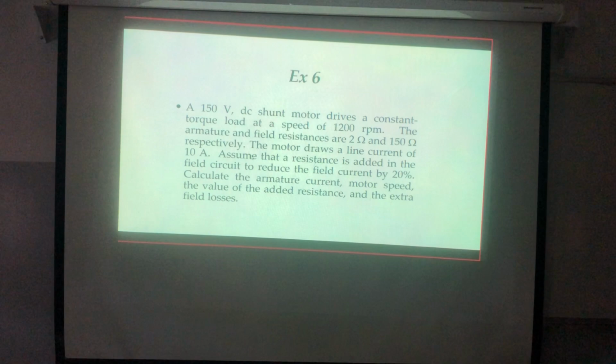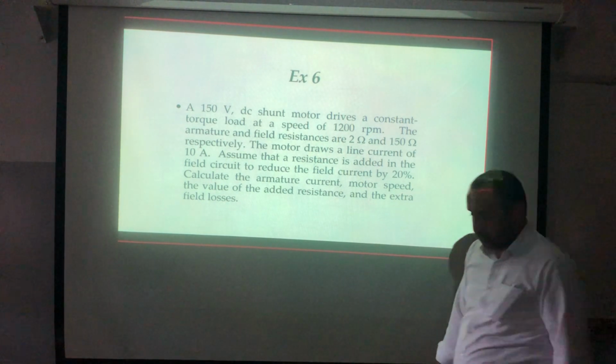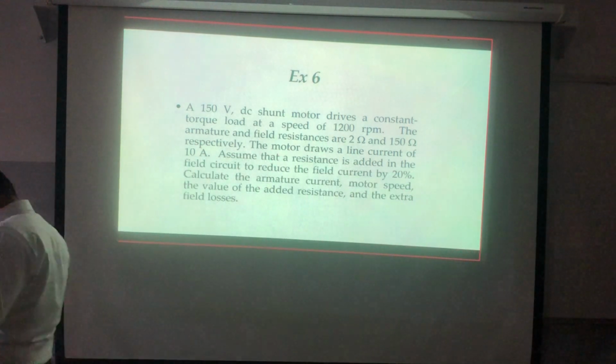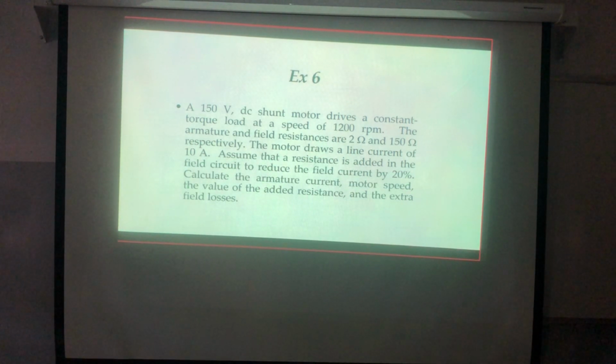So this is another example. Who can help me with that? A 150 volts DC shunt motor drives a constant torque load at a speed of 1200 RPM. The armature and field resistance are 2 ohm and 150 ohm respectively. The motor draws a line current of 10 amperes. Assume that a resistance is added in the field circuit to reduce the field current by 20%. Calculate the armature current, motor speed, the value of added resistance, and the extra field losses.